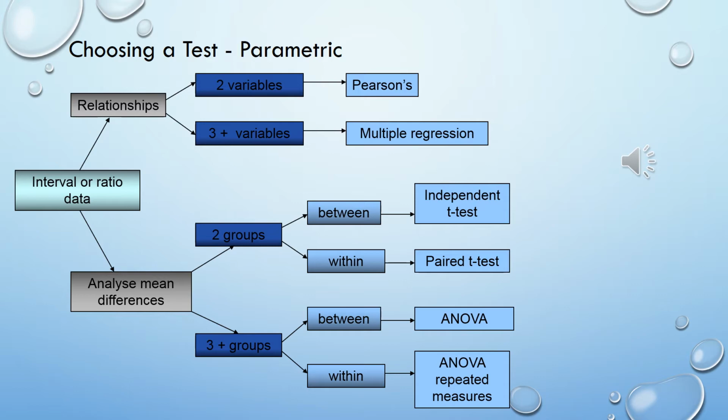There's a between subjects ANOVA, which is usually called univariate, and a within subjects ANOVA, which is normally called repeated measures. And it comes down again to your design.